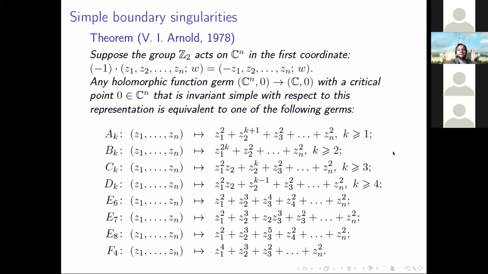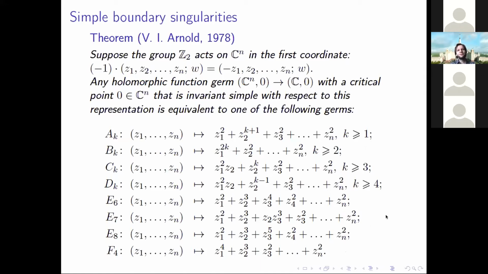Then Arnold also studied the following problem that is related to simple boundary singularities. So in our setting, consider the group of two elements whose generator acts on the first coordinate in Cn. So we basically consider functions that are even in the first coordinate. And here is the classification of simple singularities in this setting. So aside from, again, AK, DK, and E6, E7, E8, we get two more infinite sequences, BK and CK, and also one more exotic case, F4. So again, the answer does not really depend on the number of variables.